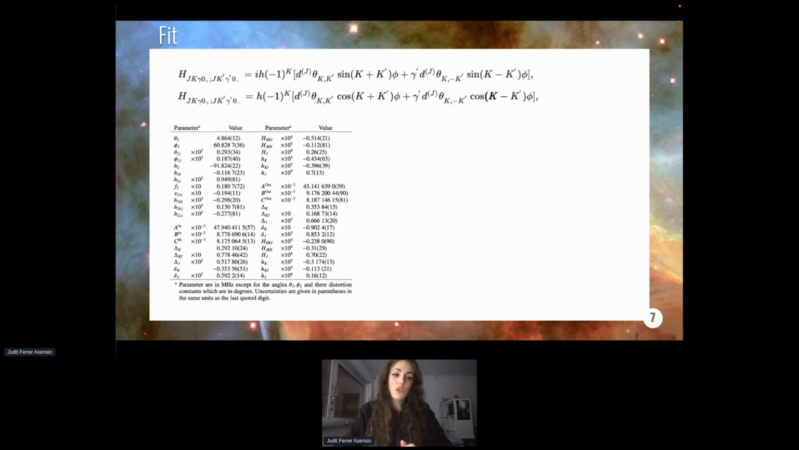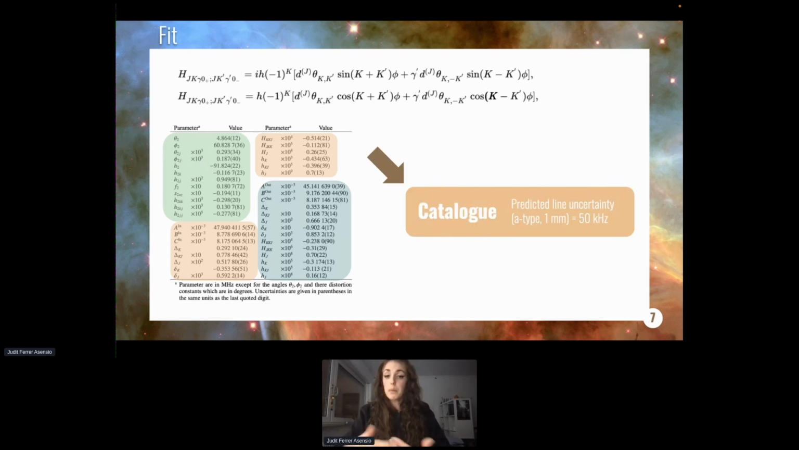So here you can see in this table all of the constants that we got. So here for the symmetric conformer, for the asymmetric conformer, and for this describing this tunneling motion. So this allowed us to build an accurate spectroscopic catalog, which has a line uncertainty of 50 kilohertz in the 1 millimeter region. This is for A-type lines.